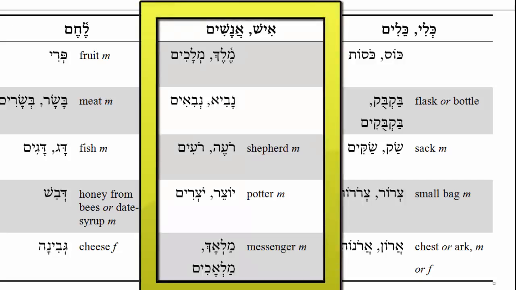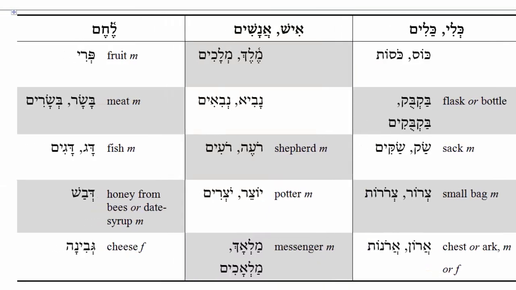Melech, Melachim. Navi, Nevi'im. Ro'eh, Ro'im. Yotzer, Yotzrim. Malach, Malachim.